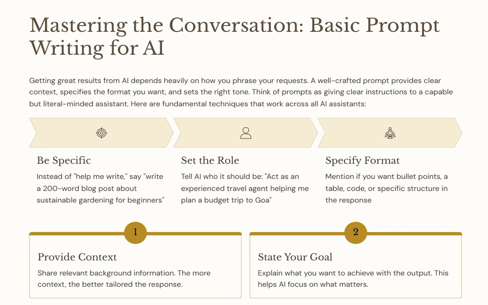Another very important one is to set the role. Ladies and gentlemen, tell artificial intelligence what it should be. Act as an experienced travel agent, helping me plan a budget trip to Goa. If you really want to go to Goa, then don't just say "give me the trip so that I can visit Goa." Try to say, in other words, "Hello ChatGPT, hello Gemini, please behave like an experienced travel agent and help me plan a budget trip to Goa."